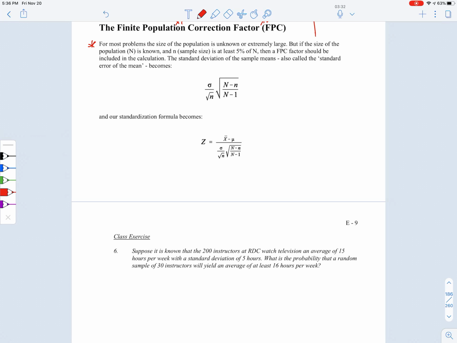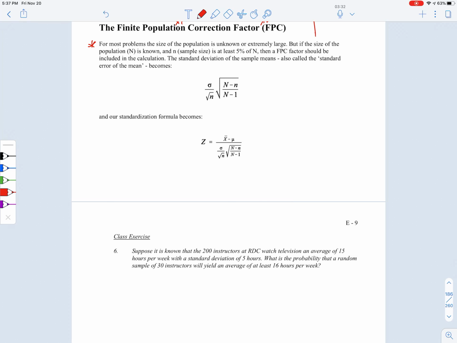For most problems, the size of the population is unknown or extremely large. So for instance, we are talking about sampling Canadians, and there's millions and millions of Canadians, and we're going to take a sample of, say, 1,000 or something. That sample actually is very, very small compared to the whole population. Same with Albertans, right? There's 3.5, 4 million Albertans, and if we take a sample of a few hundred, then that's very, very small, and we're hardly denting it.